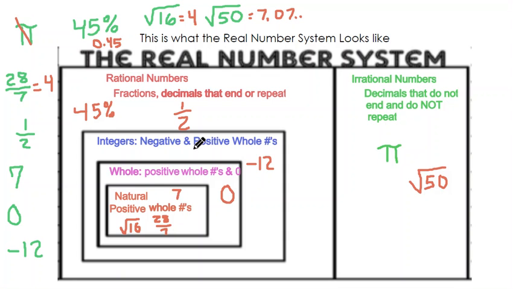Something else to remember is that things that are inside each box are part of that. So natural numbers are also whole numbers, and whole numbers are also integers, and integers are also rational. Just like negative 12 is an integer, negative 12 is also a rational number. If the box is inside another box, that means it's part of that bigger box. That is the real number system in a nutshell.